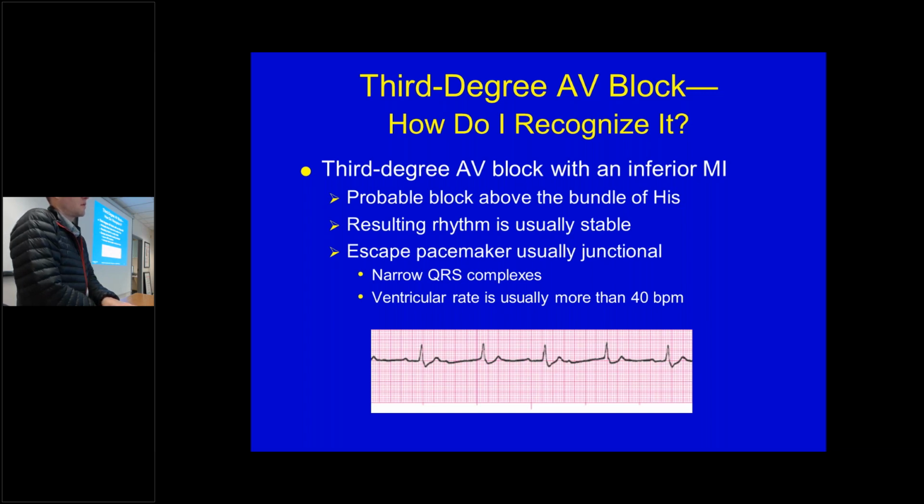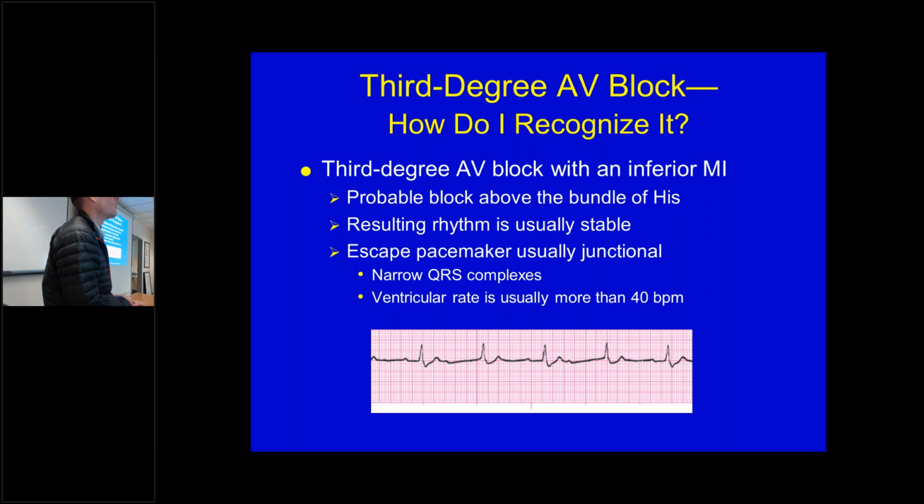So, how does that work for the review thing? Hold on, we'll go with Alec first. With the third degree complete block, is it generally slower or faster than 40? That's if it's junctional, and we'll talk about that. That's a different kind of block. I can see how this slide would be a little bit confusing. Generally, a complete heart block is slow, less than 40.